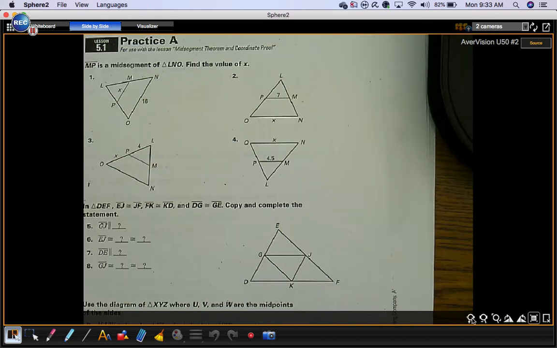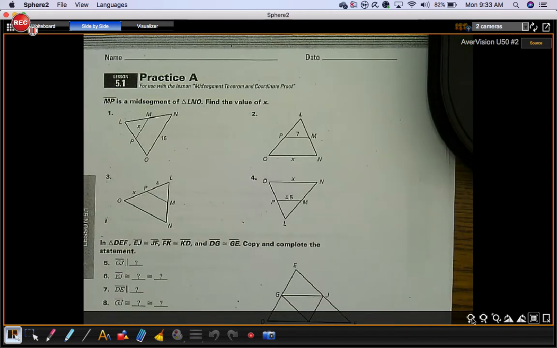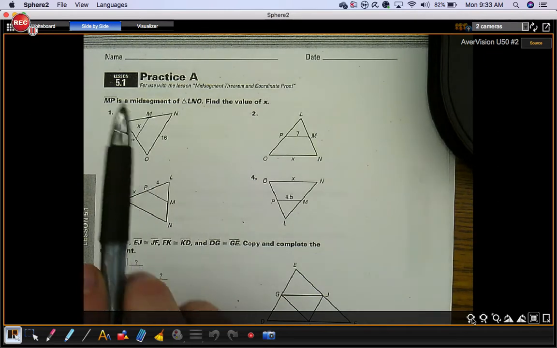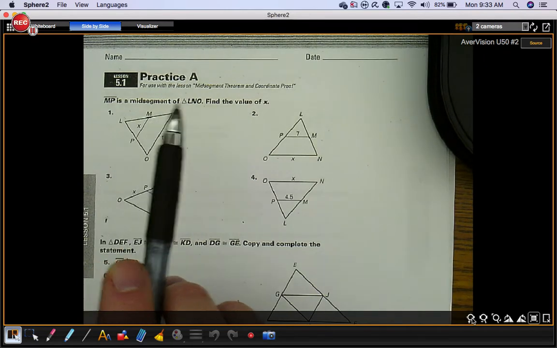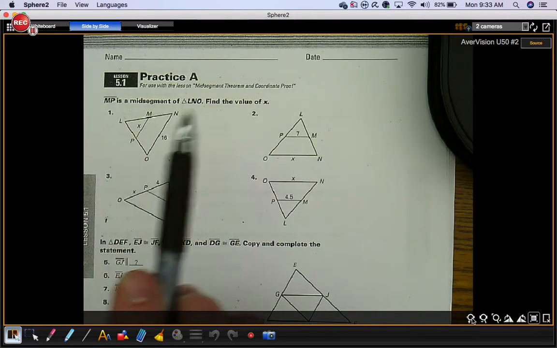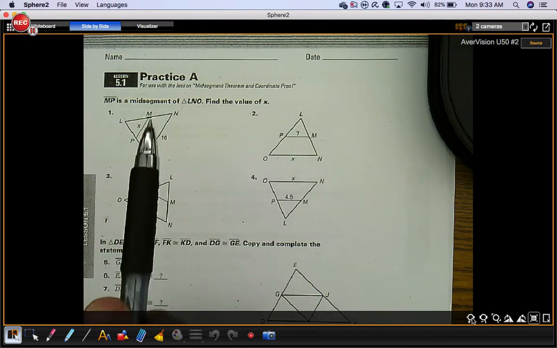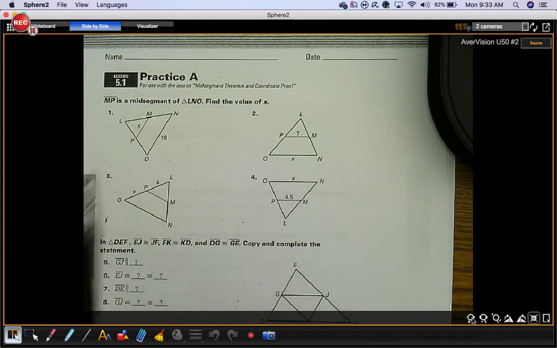HG5.1. It's on midsegments. So they're telling you that segment MP is a midsegment of the triangle LNO. Find the value of x. So if this is a midsegment, here's what that means.